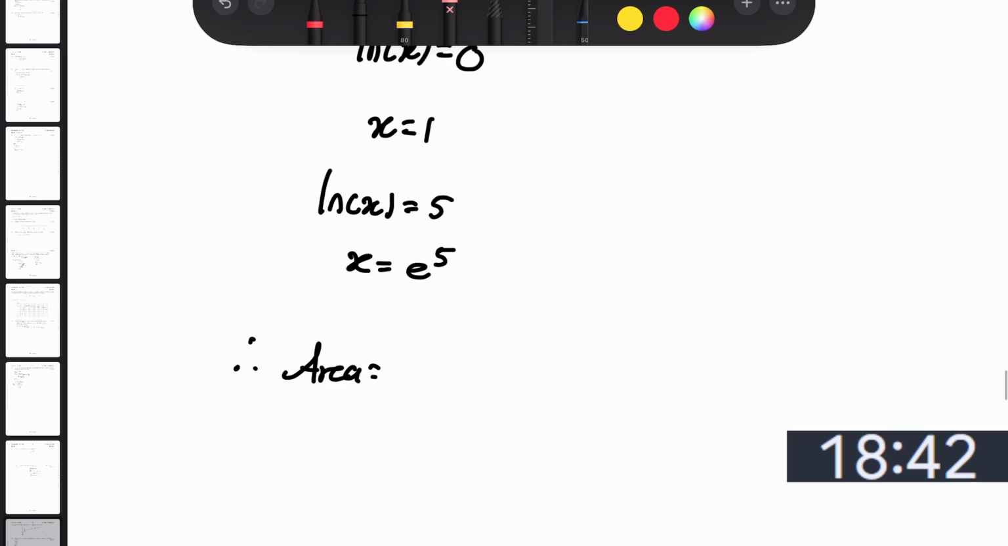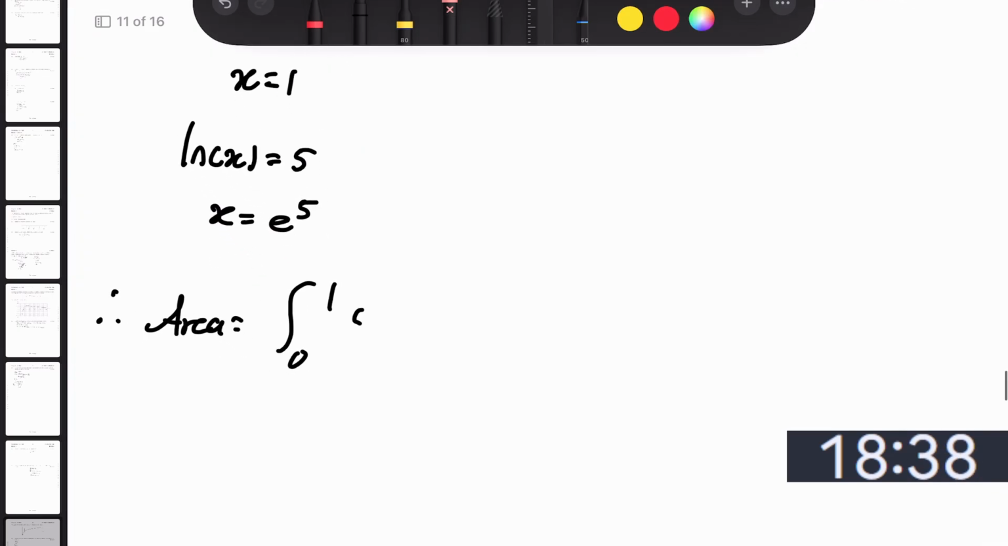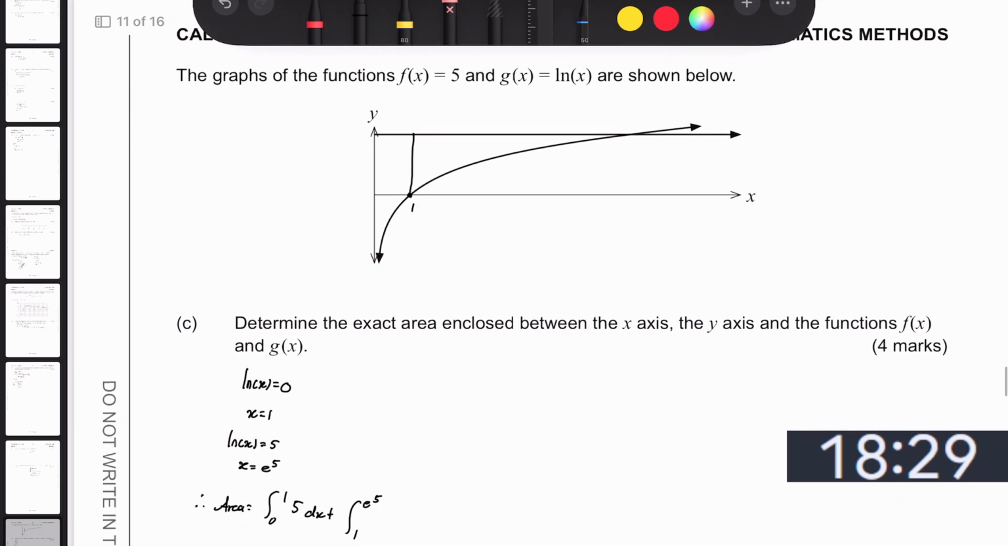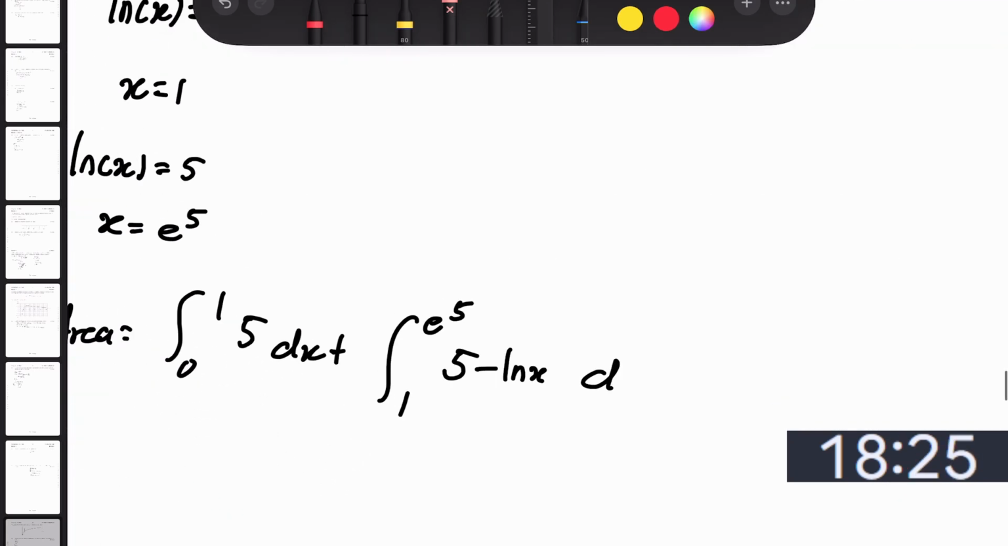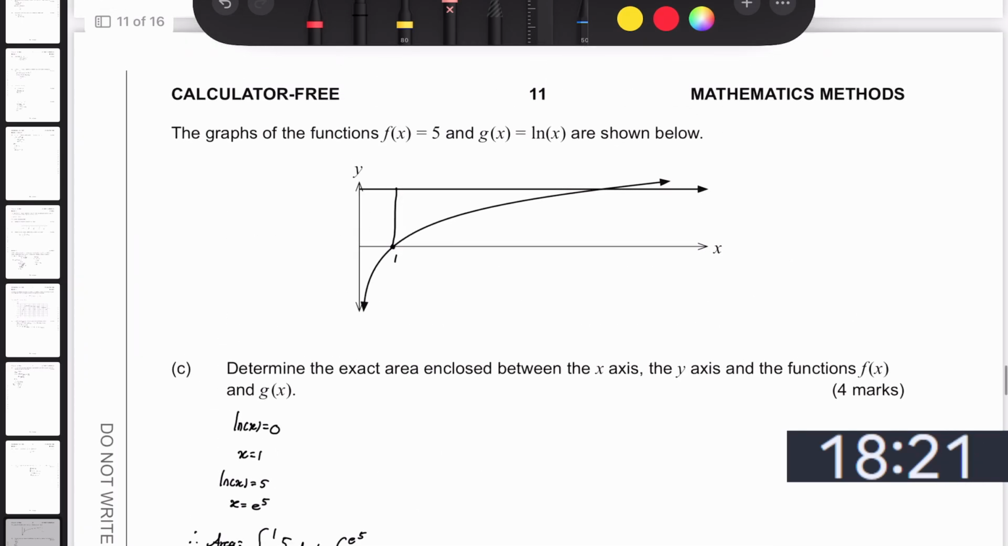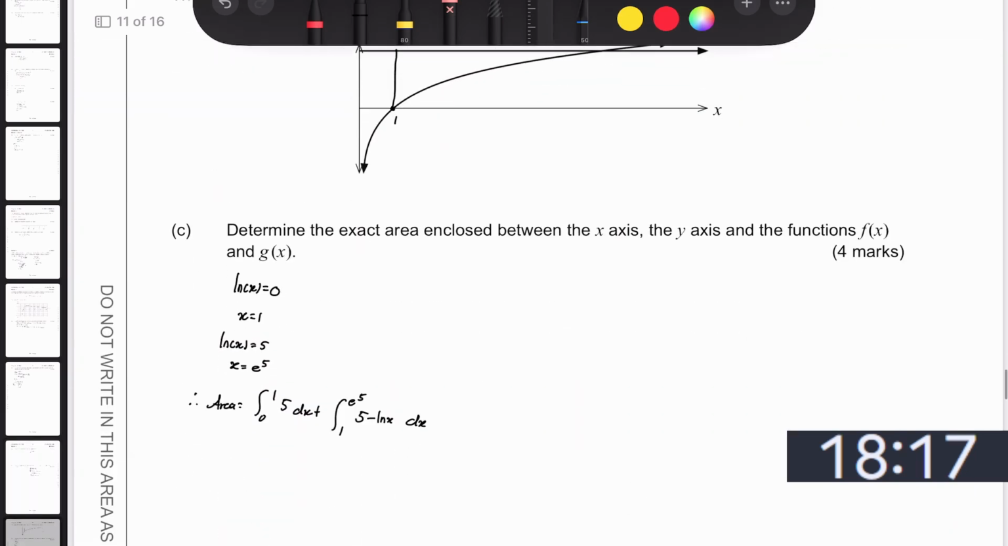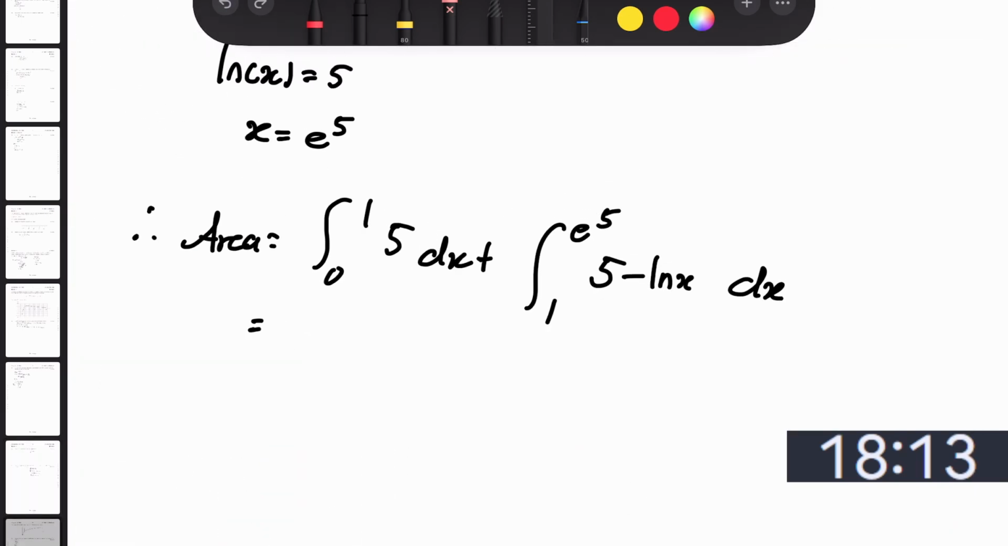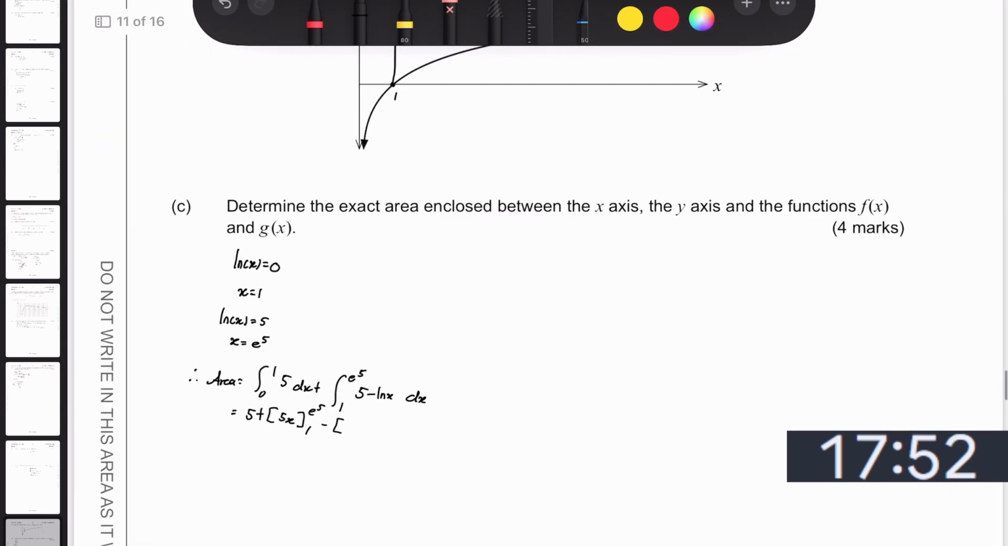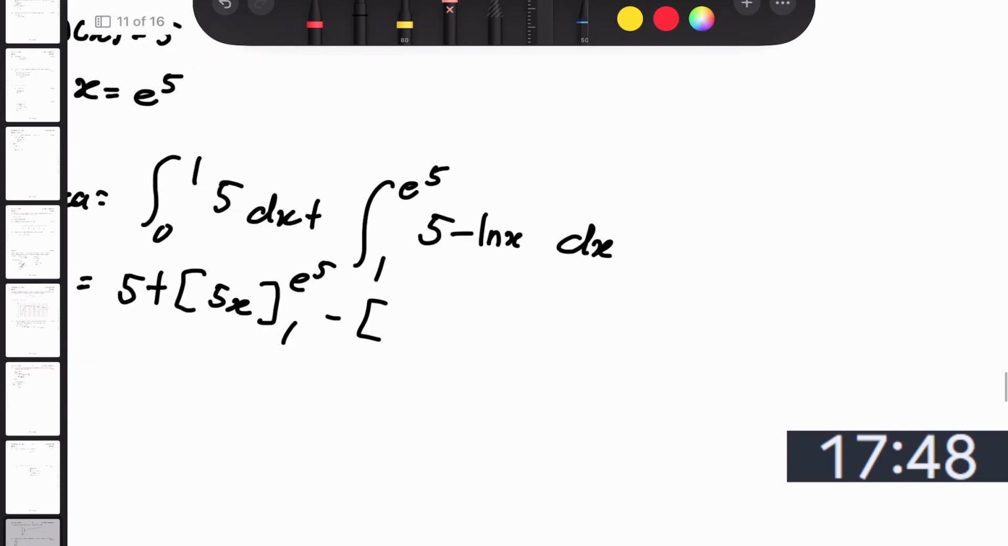Therefore, area is going to be equal to, we're going to go from 0 to 1 of 5 dx plus 1 to e to the 5 of 5 minus ln of x dx, which is going to be equal to 5x. It's going to be 5x from 0 to 1, so that's just going to be equal to 5 plus we'll go 5x from 1 to e to the 5 minus, and here comes, I think it's x ln x minus x, so x ln x minus x from 1 to e to the 5.